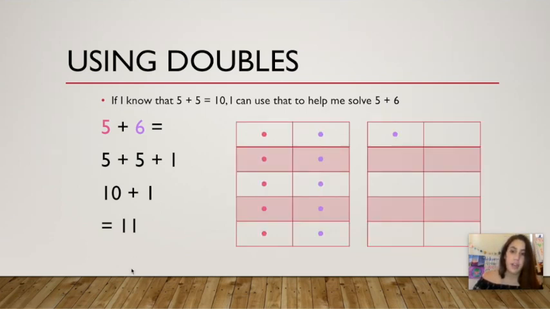I have another example of 10 frames here for you. So you can see I have the original 5 here. See the pink 5 with the 5 pink dots. And then the 6, 5 of those 6 are in this 10 frame. So this is 10. And 1 is left over in the next 10 frame. So 10 plus 1 gives us 11.